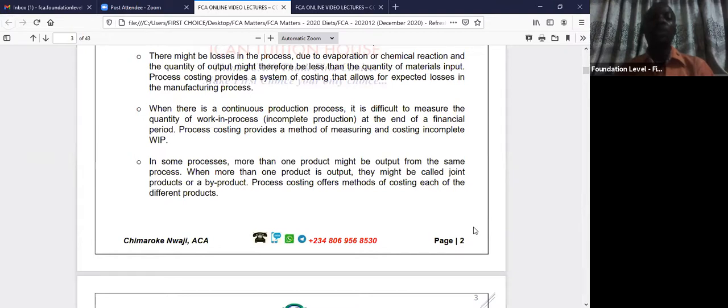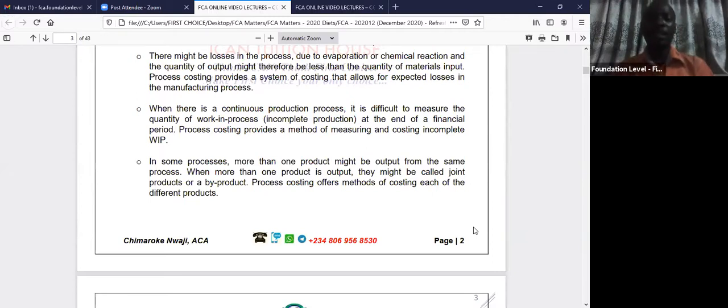So we use what we call equivalent units. What it means is how many incomplete products is equivalent to one complete product. So that's what we're going to use. And we are going to be using the percentage of completion method. You will see how we apply it.